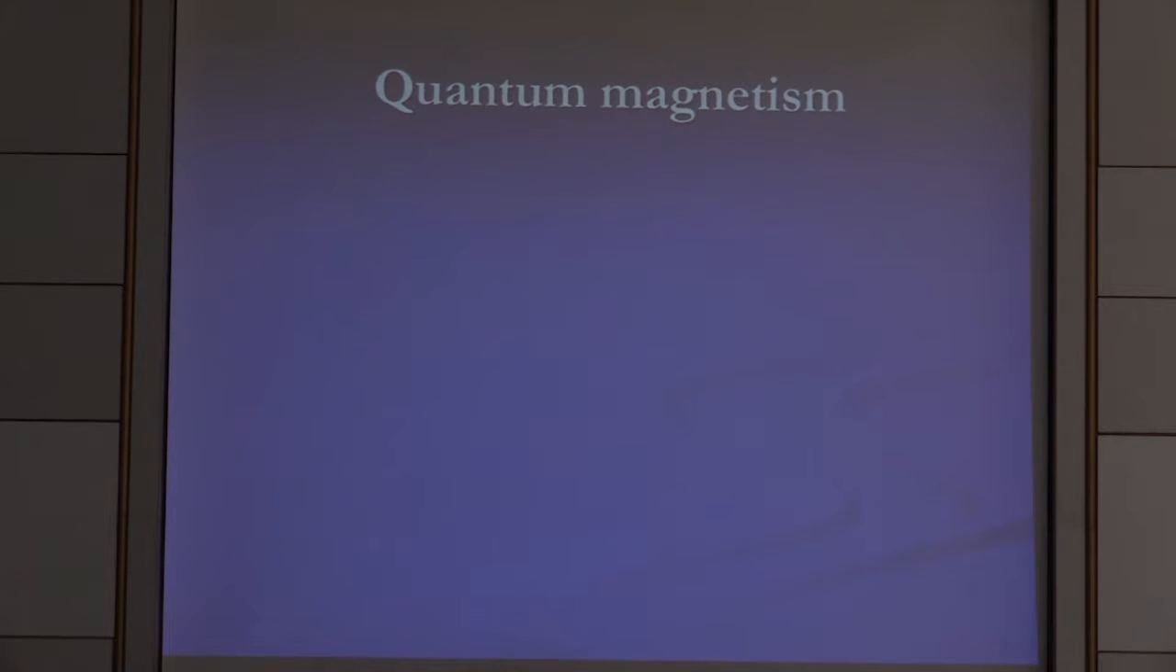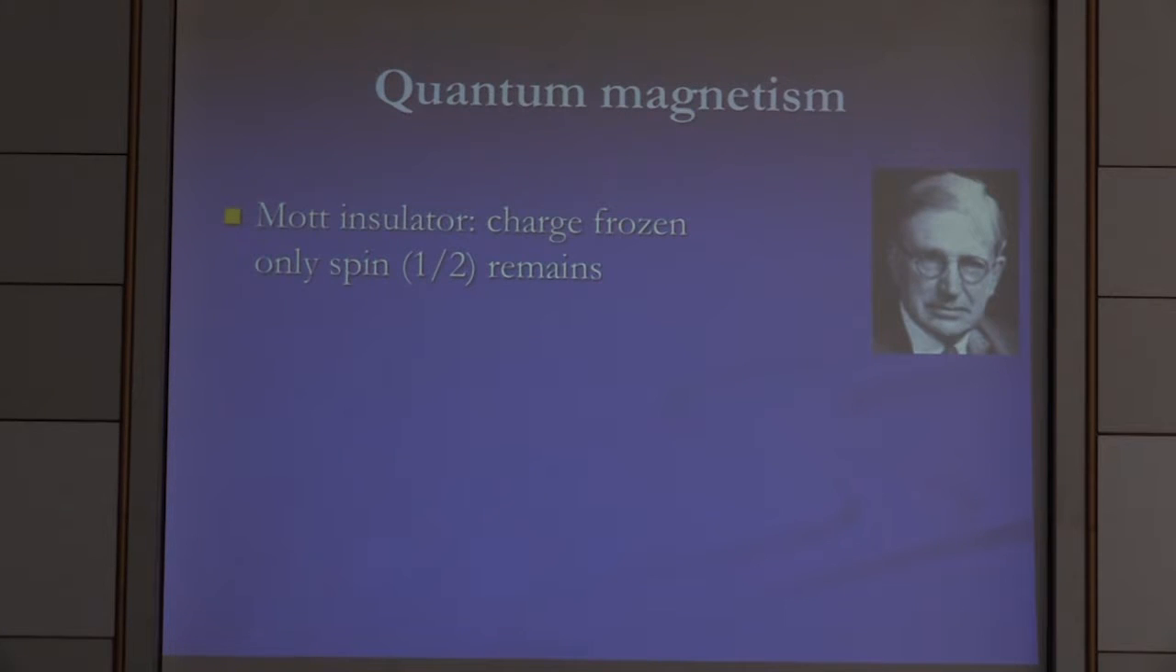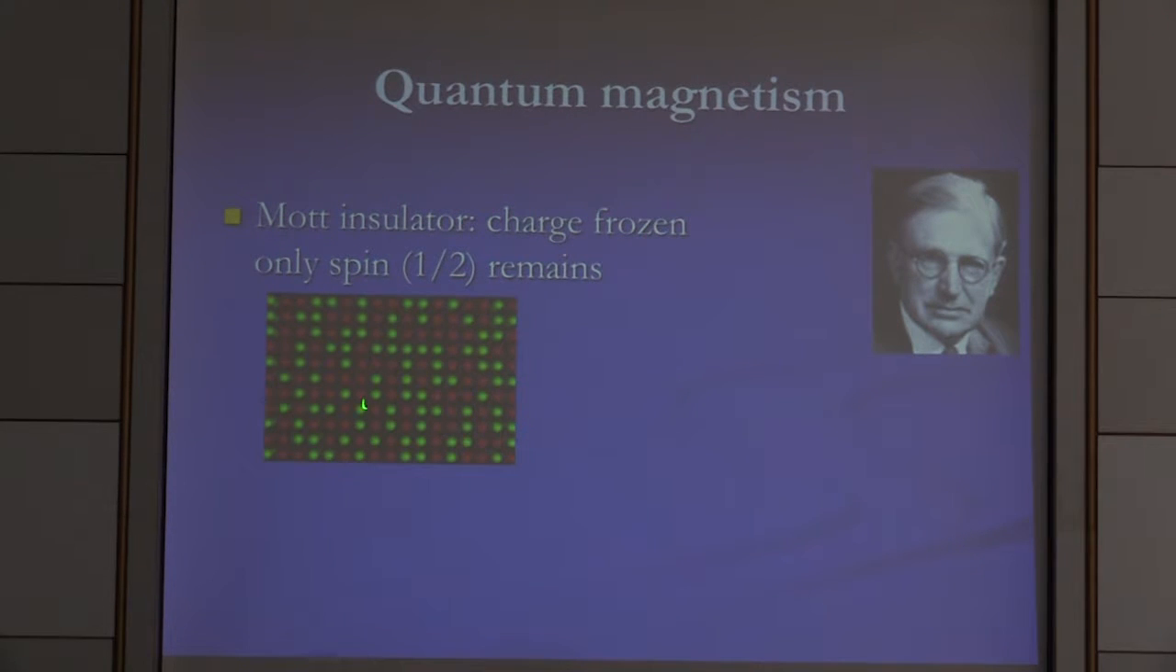Okay, so what is the idea of quantum magnetism? I think this is all well known. We know that if there is enough repulsion between charges in solids, then the charge is frozen. One gets one particle per site. Here you can say the red dot is a spin up, the green dot is a spin down, and the charge is essentially blocked. It's called a Mott insulator. Only the spin 1/2 remains, but of course it doesn't mean that the system becomes a vegetable, because there are virtual hops that can take place, and then the spins can exchange.